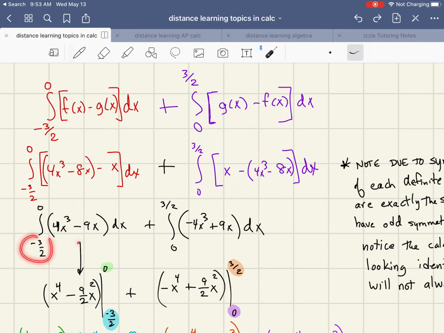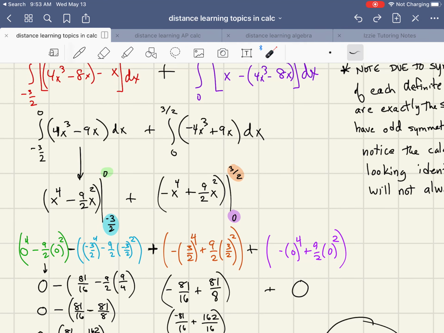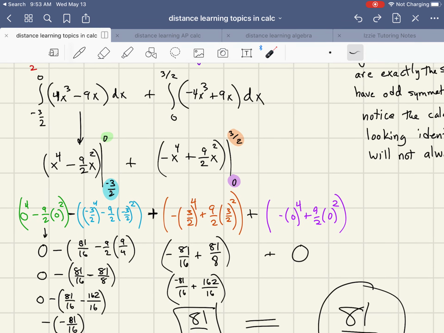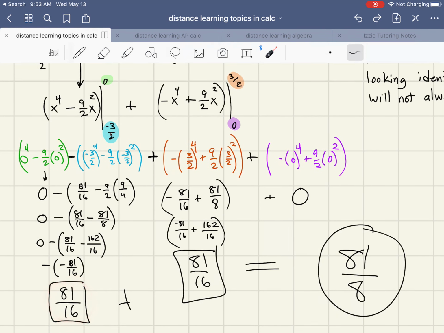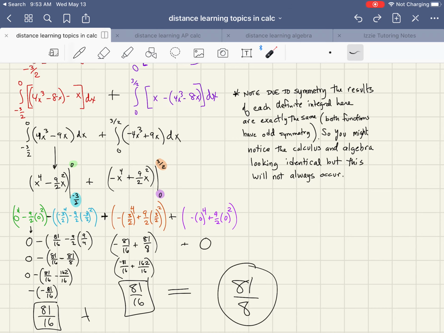I do the fundamental theorem. Luckily, we have a 0 in there, so it makes the calculations a little bit easier. Negative 3/2 to the 4th, negative 3/2 squared, multiplied by the 9/2. And we end up getting 81/16 for each part. And when I add those together, I get 81/8. So I'm going to just hold it here for a second. You can pause the video and you can follow along.